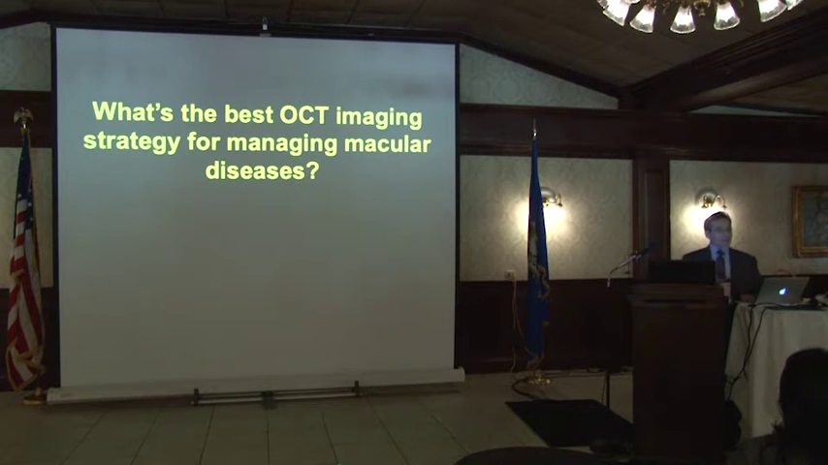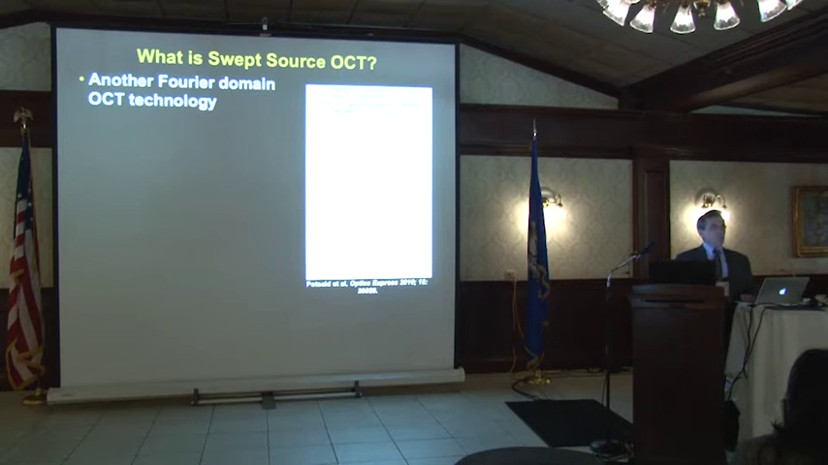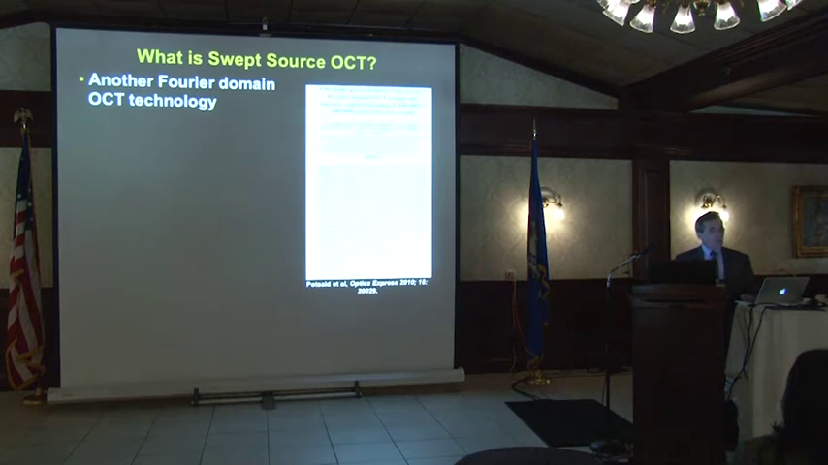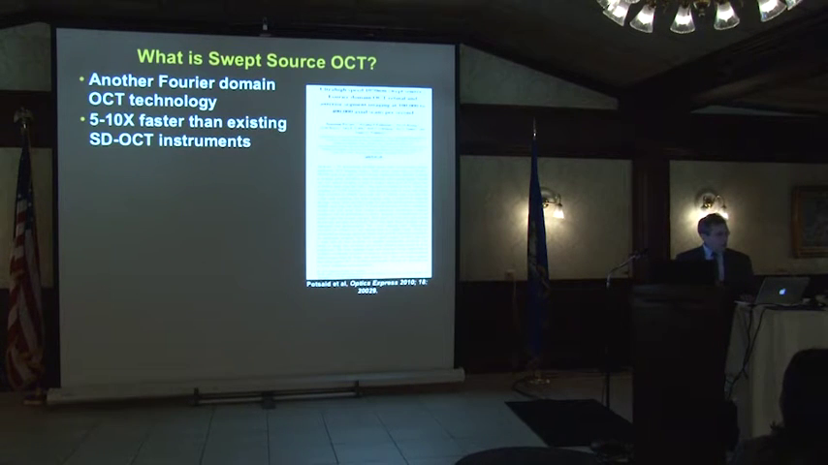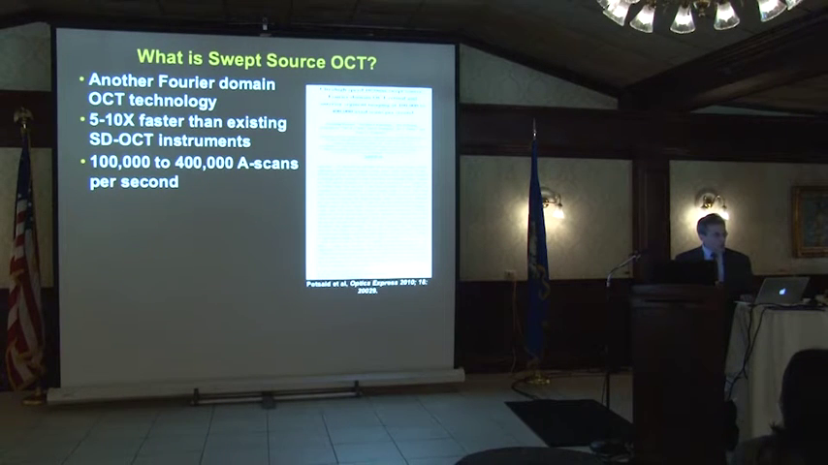So what's the best OCT imaging technology? And I'm going to introduce you to swept source. So many of you know about spectral domain. It has a wavelength of 840 nanometers. Well, swept source was developed for the back of the eye by Jim Fujimoto, the father of OCT at MIT. And the images are processed the same way using Fourier domain technology, but it's faster. It's up to 10 times faster than spectral domain OCT.